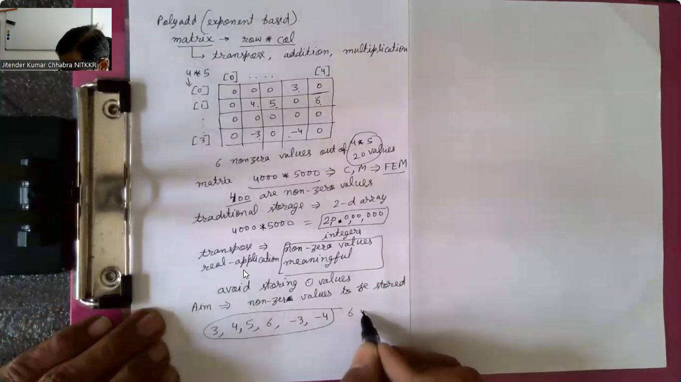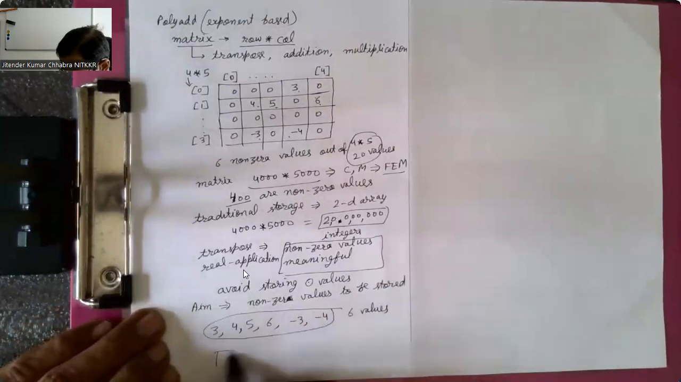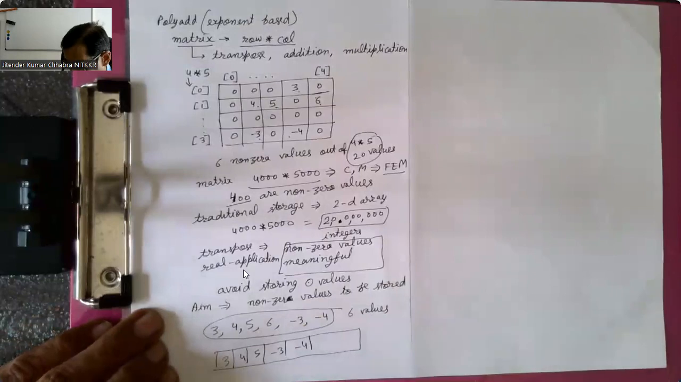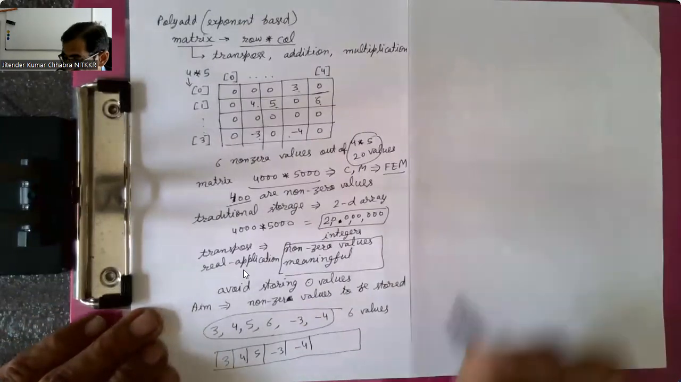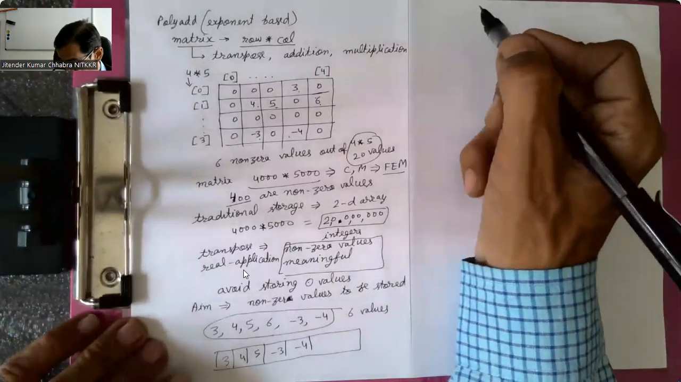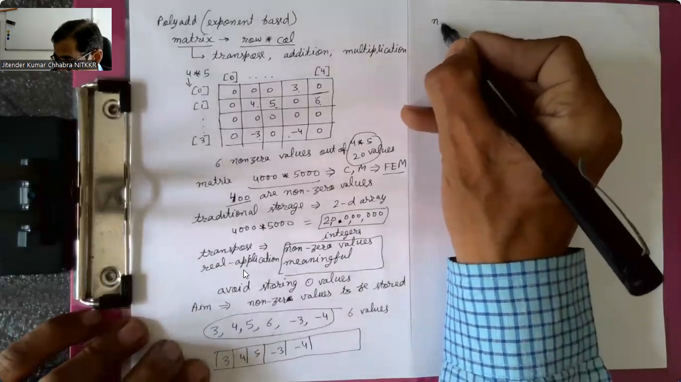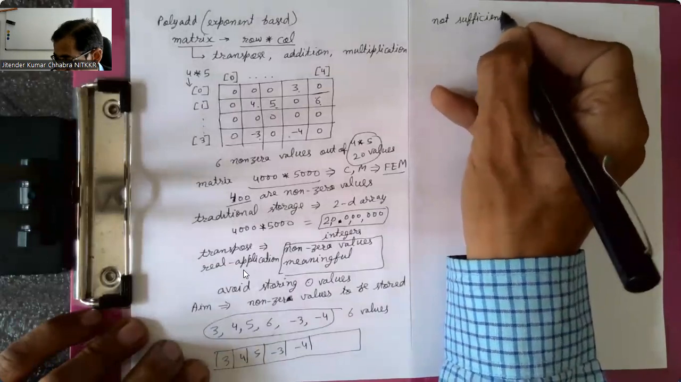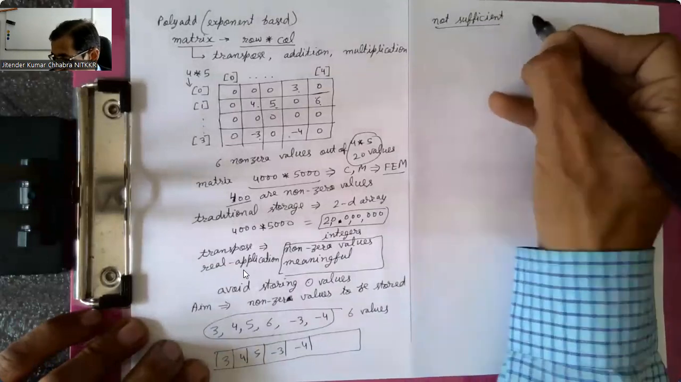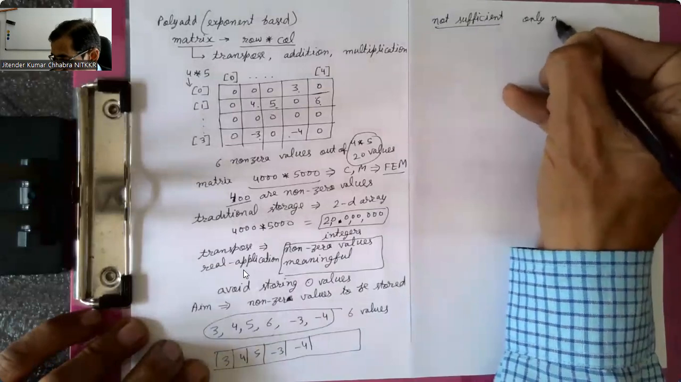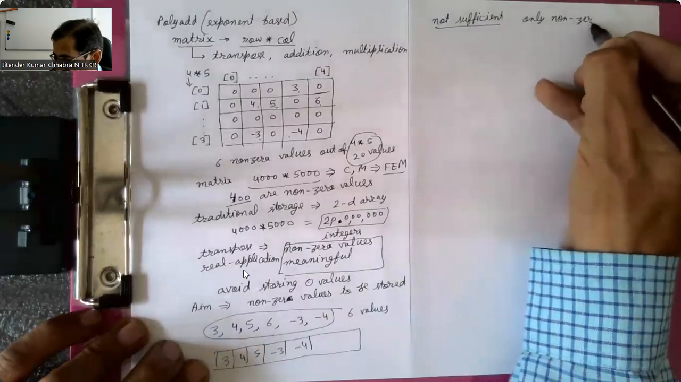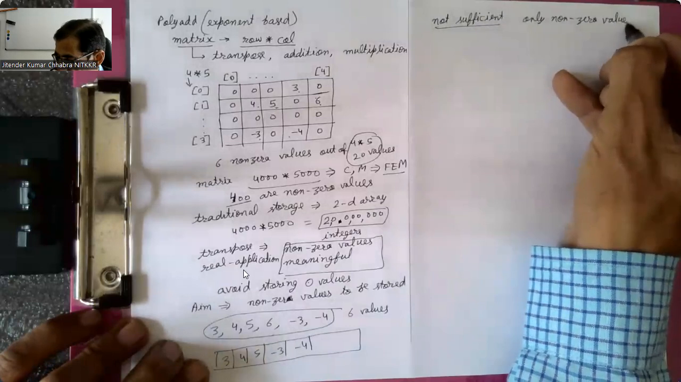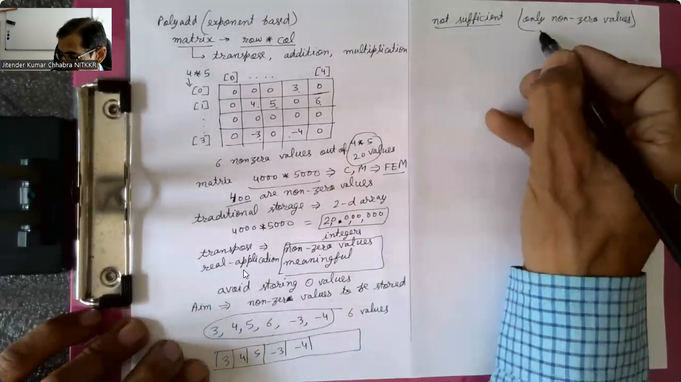These are 6 values. So maybe I can think of having a 1D array and store 3, 4, 5, -3, and -4, and then I can think of doing some logic. But of course, you can easily see this is not sufficient. Why is it not sufficient? I lost some useful information. Only non-zero values stored is not sufficient because their properties I have lost.